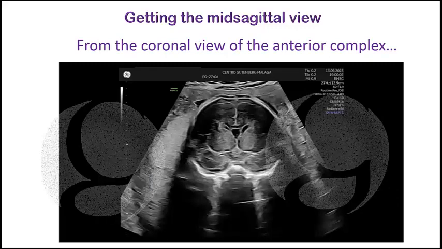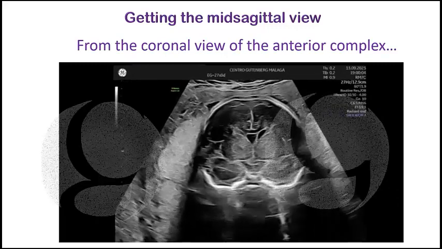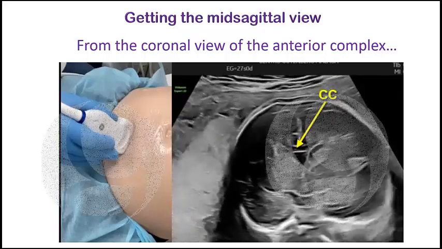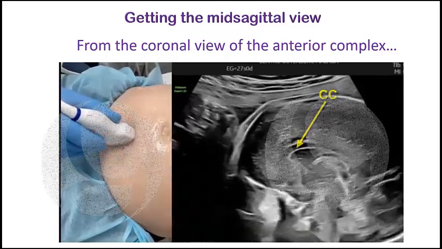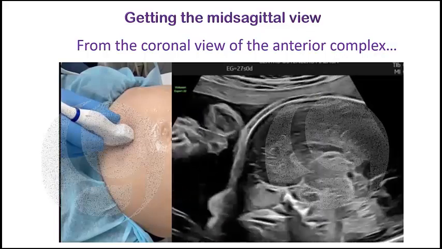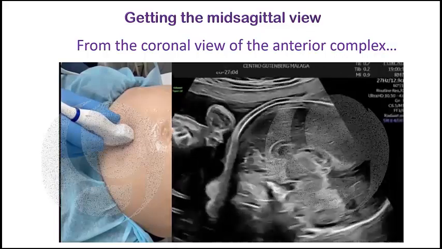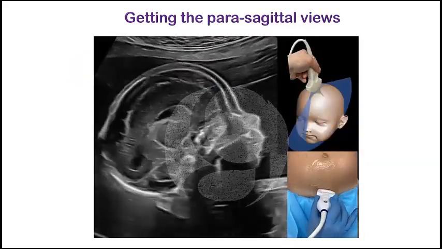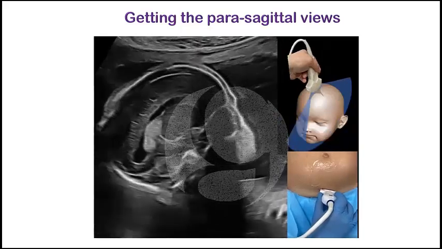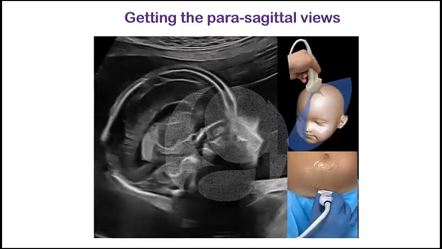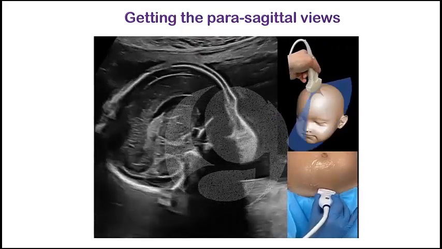If you are in the coronal view, you only need to twist the probe 90 degrees while you keep on looking at the corpus callosum to immediately get the sagittal view of it. And once you are in the mid-sagittal plane, you only have to tilt the transducer from one side to the other to get the parasagittal views.